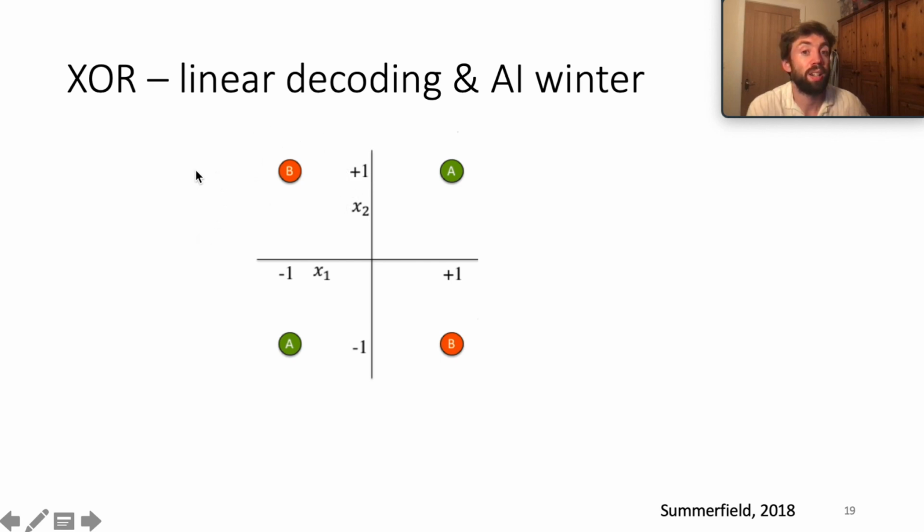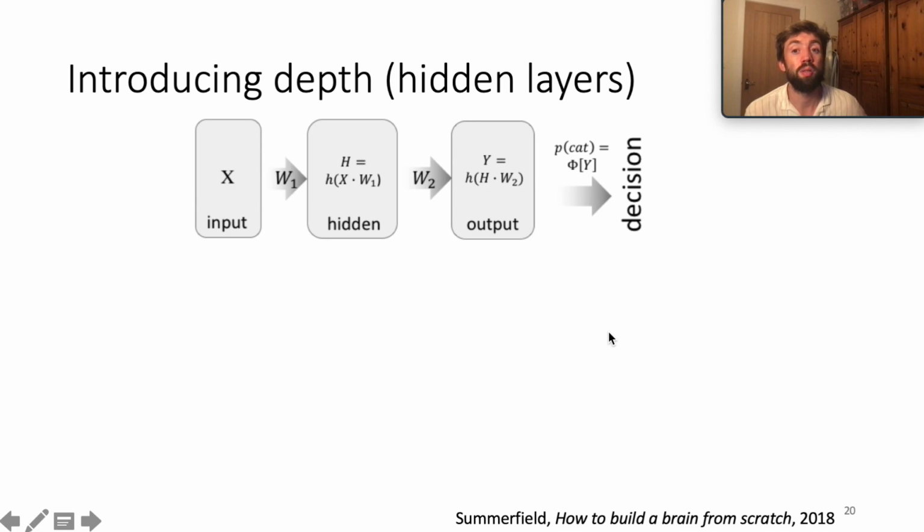The reason a linear system cannot solve this is because there's no single straight line in this space that can separate the orange dots from the green dots. However, if you introduce depth in the form of at least one hidden layer, you can solve the XOR problem. So this essentially continues the logic from the previous step.